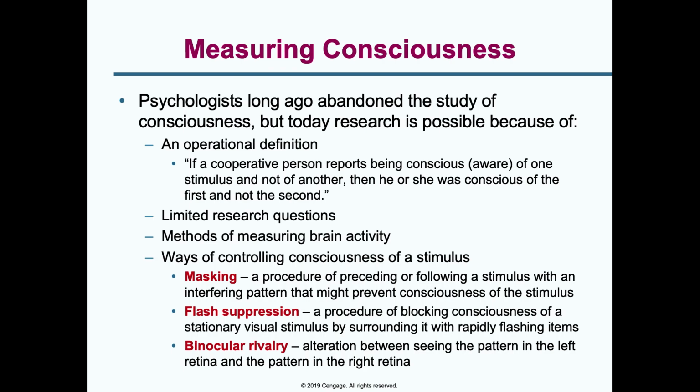Okay, there are a few ways of controlling how aware or conscious someone is of a stimulus. So there are three of them. Let's talk about each one. The first one is called masking, where a stimulus is preceded or followed by some type of pattern, and it might actually prevent the person from being conscious of it if something interferes with it.